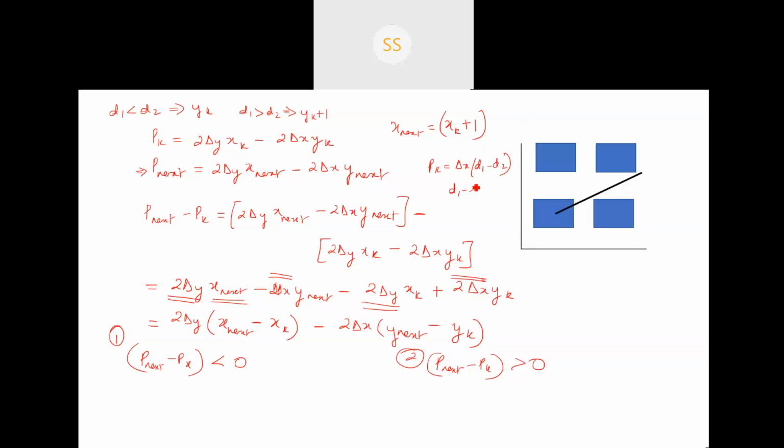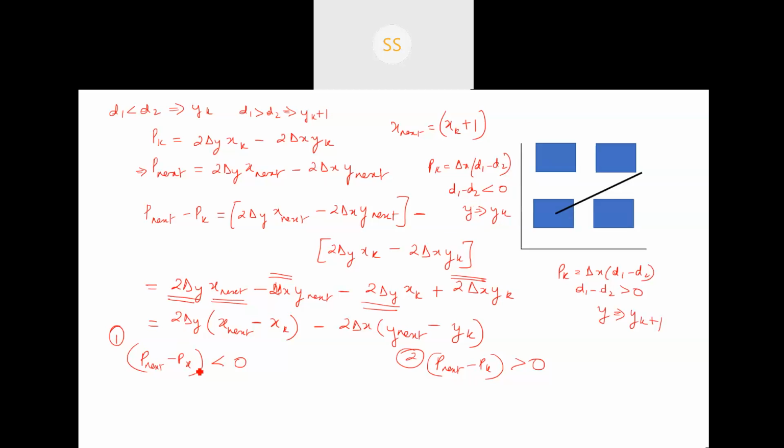If my d1 minus d2, when I do the difference, is less than 0, my y value is going to be yk. If I take my pk as delta x of d1 minus d2, and my d1 minus d2 has a value greater than 0, that means obviously d2 has a value greater than d1. That means y is going to have the value yk plus 1. So that is what is indirectly being shown here. So when I have my p next minus pk less than 0, that means the y value is going to be yk.